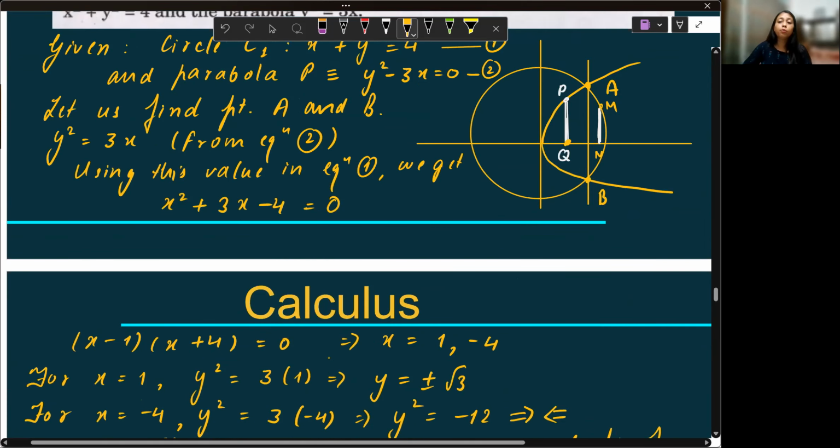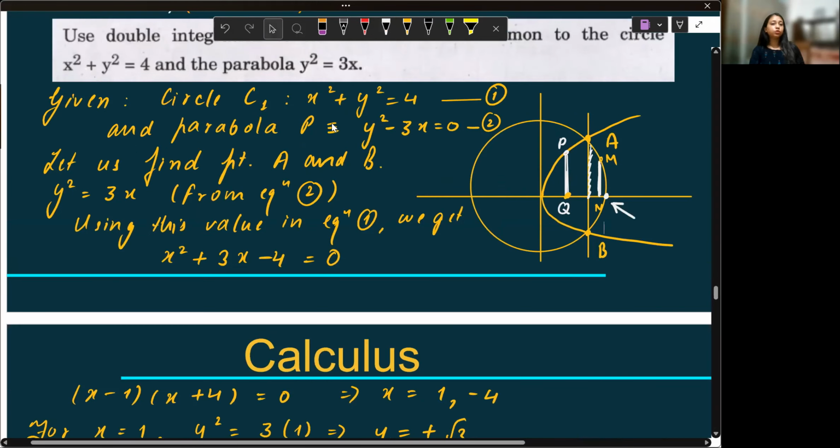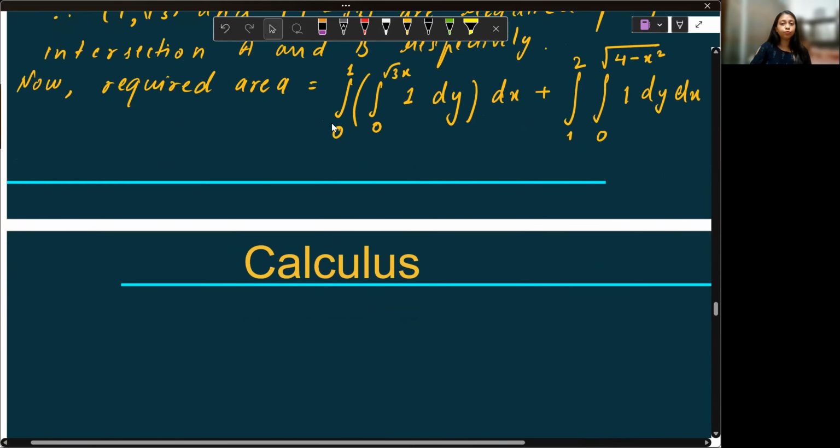Why 1 to 2? Because if I move that vertical strip to the extreme left, here will be the position. Here x is equal to 1. And to the extreme right, it will just convert to a point, this point. And at this point, what is x? 2. Why? Because the circle radius is 2. x squared plus y squared is equal to 4. So that's why from 1 to 2, these are the integrations that we have to solve.